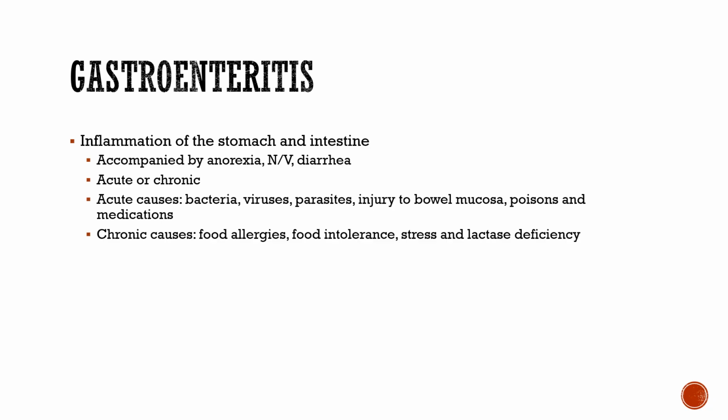So the definition of gastroenteritis is an inflammation of the stomach and intestine. It is often accompanied by anorexia, nausea and vomiting, and diarrhea. The gastroenteritis can be acute or chronic. Acute causes are typically bacteria, viruses, parasites, and injury to the bowel mucosa from poisons and/or medications. Chronic causes of gastroenteritis are food allergies, food intolerances, stress, and lactase deficiency.